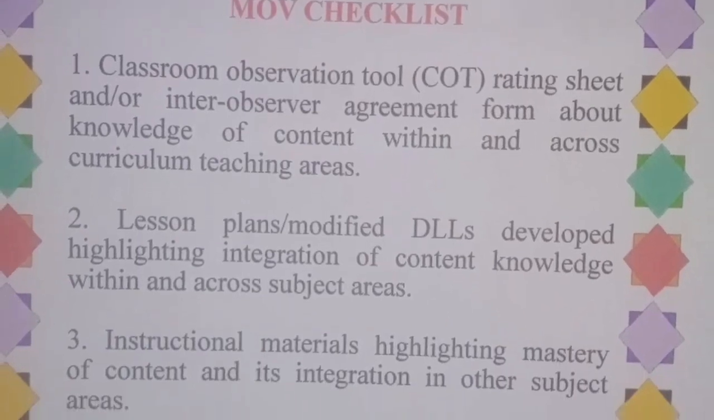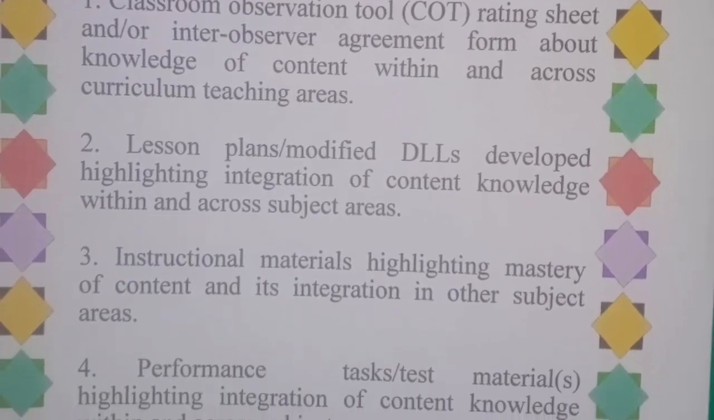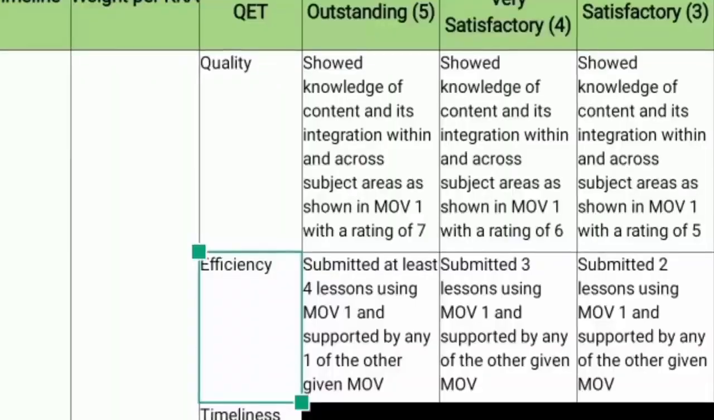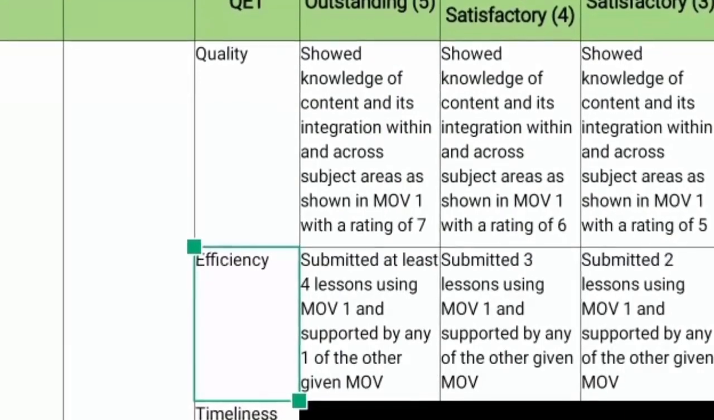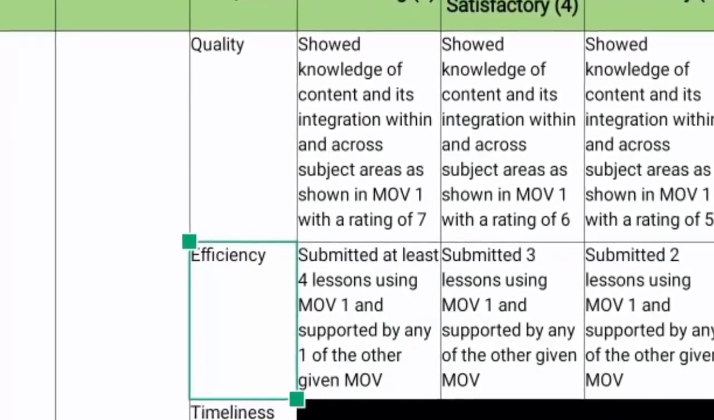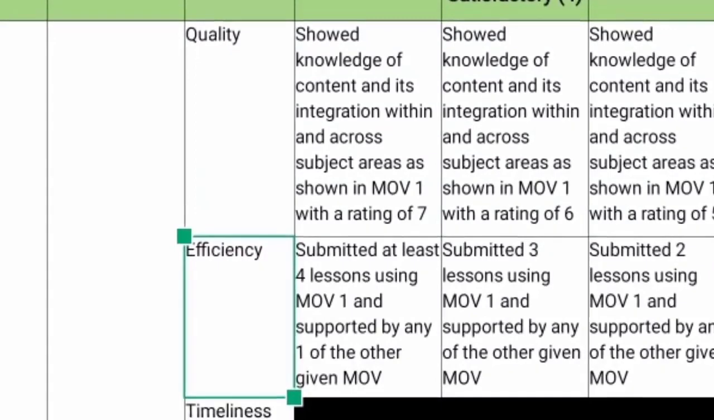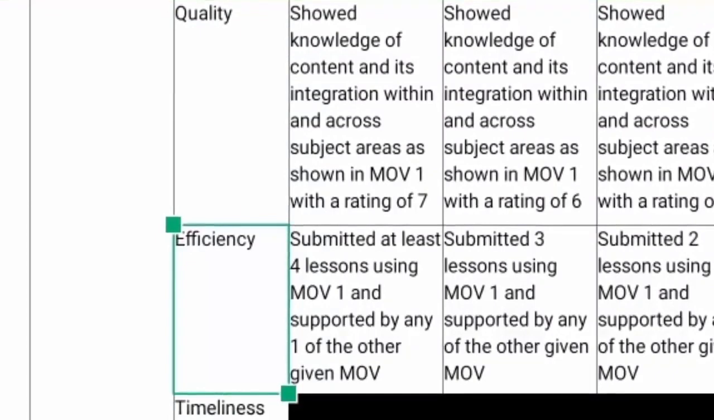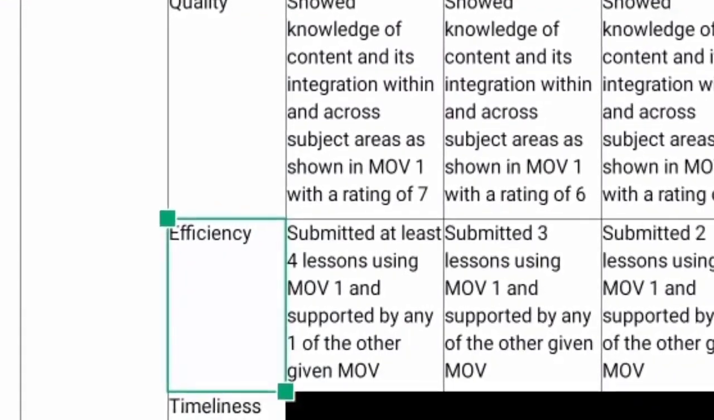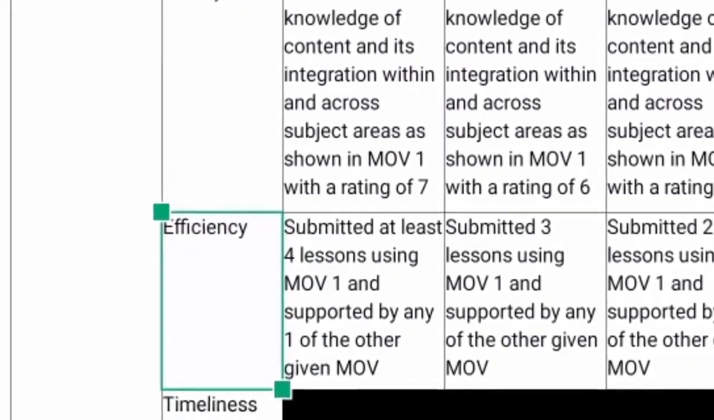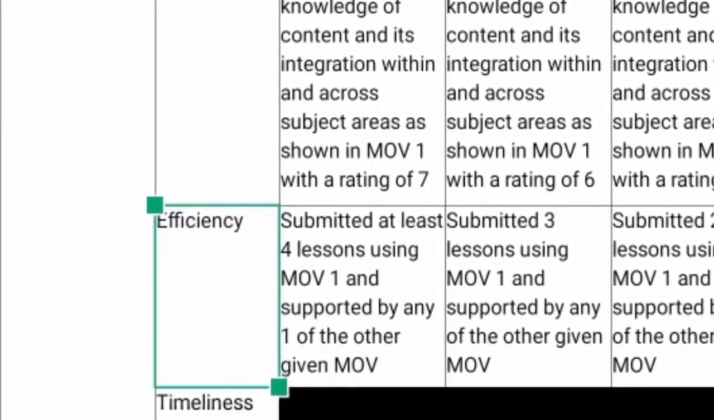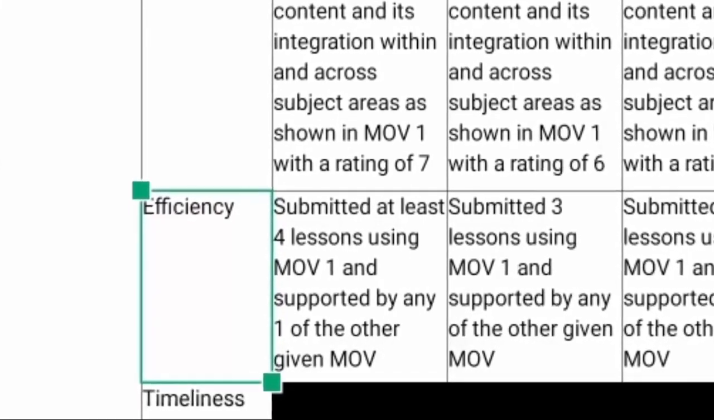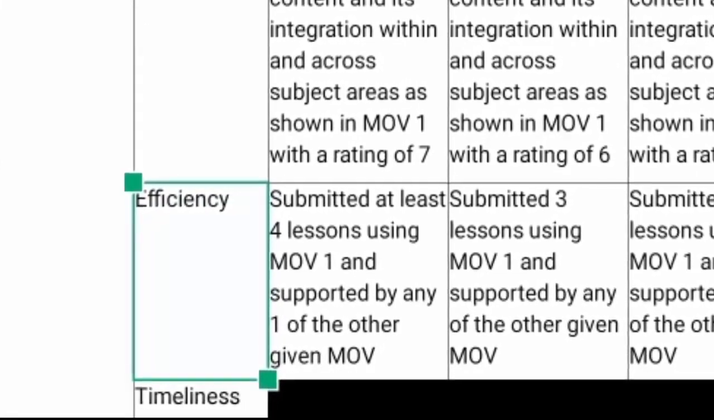Ang pinakamahalaga po dito ay yung COT rating sheet natin o yung Inter-Observer Agreement na supported lang po ng any of the other MOBs po. Dahil kung titingnan po natin sa efficiency, sabi po dito ay submitted at least 4 lessons using MOB 1, which is rating sheet po, and supported by any one of the other given MOB. So pwede po natin isubmit diyan ay lesson plan, instructional materials, o yung performance task or test materials na ating ginamit, o ano mang MOB na sa palagay natin ay susupport doon sa objective number 1.